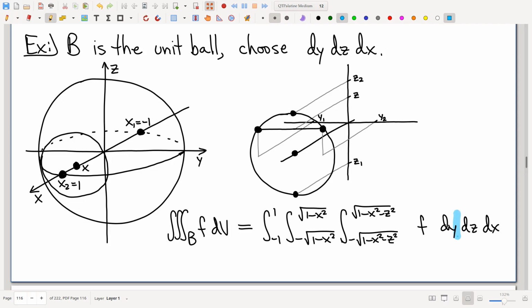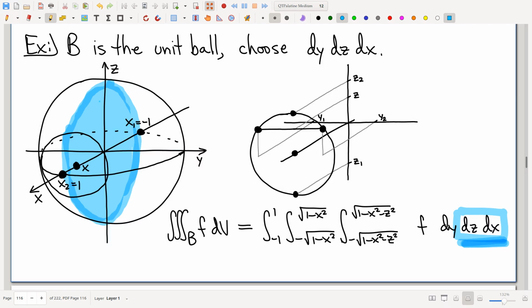Now I've got x and z on the outside. Our rule for the projection is that whichever 2 variables have differentials on the outside, whichever 2 integrals you're doing on the outside, that's the coordinate plane that you're projecting to. So, what is the result of projecting the ball into the XZ coordinate plane? And not hard to persuade yourself, I think, that you get this unit disk in the XZ plane.